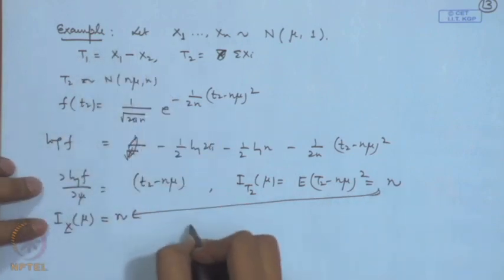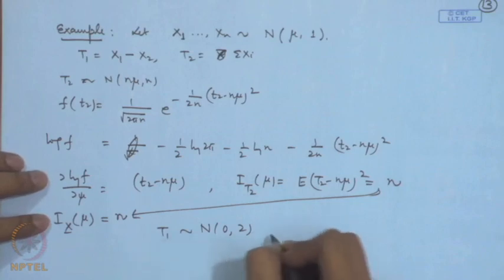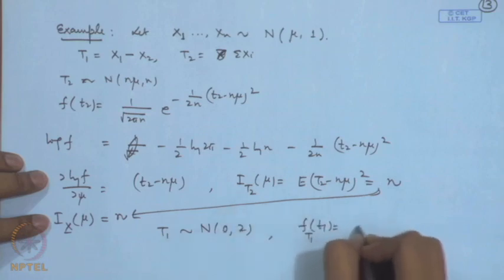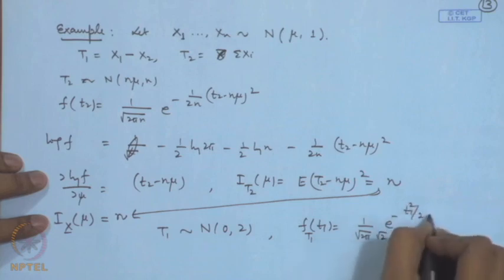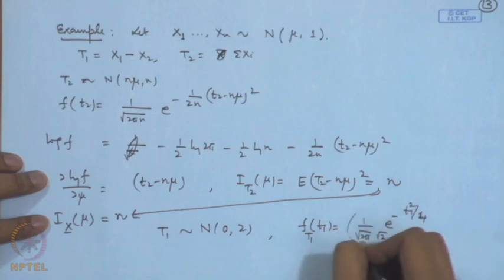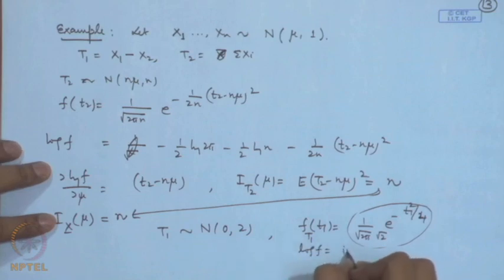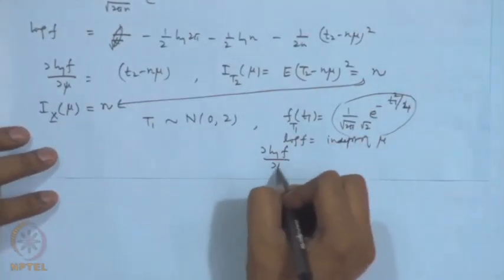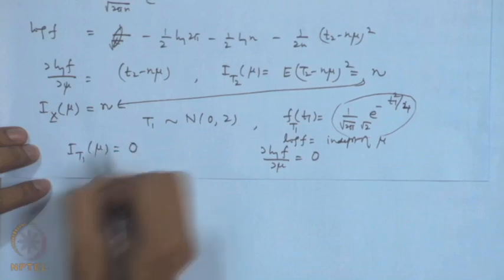Let us look at the information in T1. Now, T1 here is normal(0, 2). So, the density function of T1 will be free from μ. It is simply 1 by root 2 pi into root 2 e to the power minus T1 square by 4. You can see there is no μ occurring here. So, log of this is independent of μ, and therefore, if I consider derivative with respect to μ, that is going to be 0. So, information in T1 is simply 0.